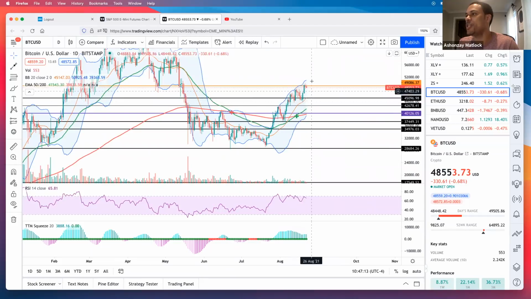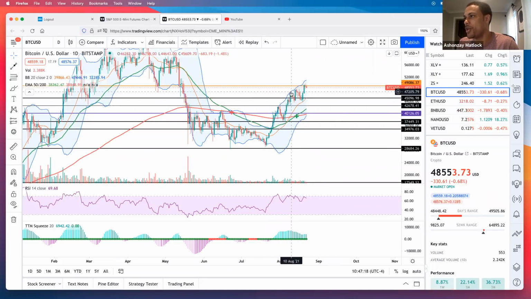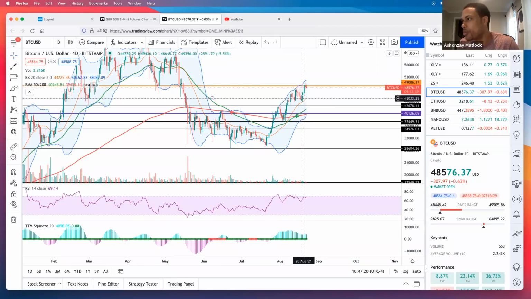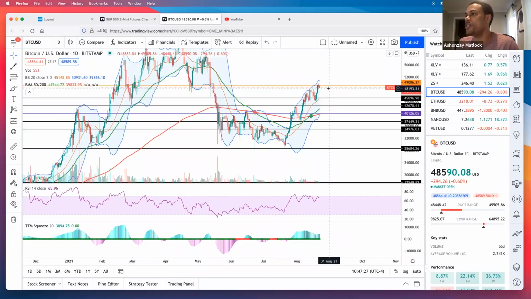And as you can see, that's what Bitcoin likes to do. It'll make a nice run, quick little pullback, run, quick little pullback, and then run some more. That's what we want to see from Bitcoin. So just watch out to see what Bitcoin does.